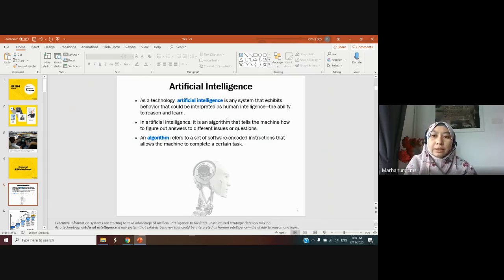Why the price goes up, and why people spend a lot of time in front of computers nowadays compared to the previous time. They are also able to make comparisons on why some things happen. So in artificial intelligence, it is an algorithm that tells the machine how to figure out answers to different issues or questions. So for computers, their main language is algorithms.